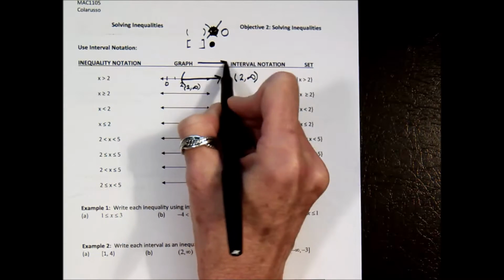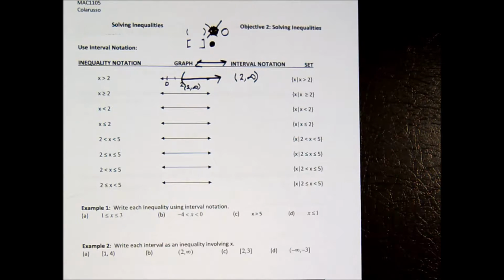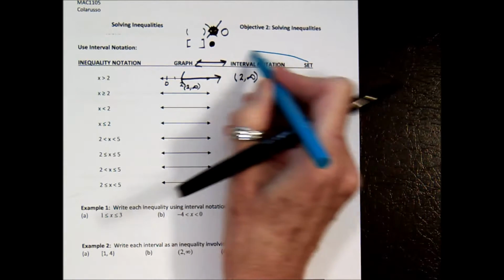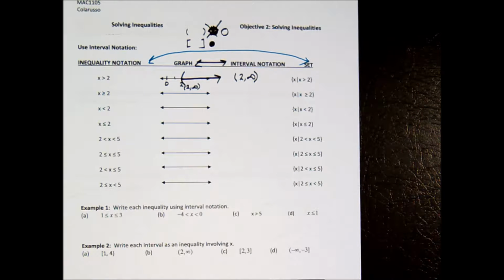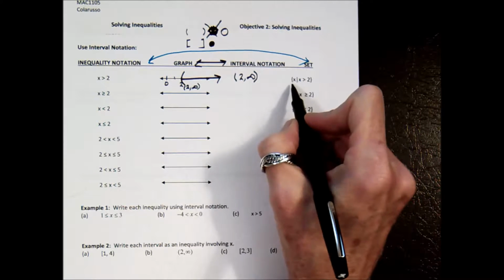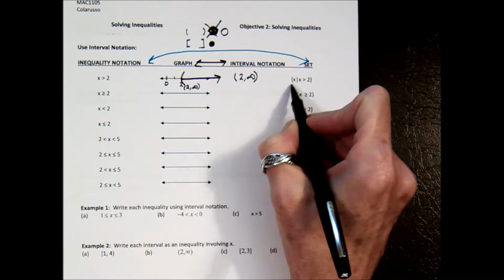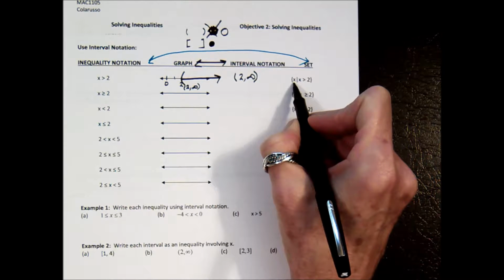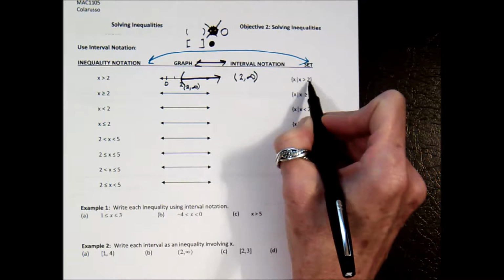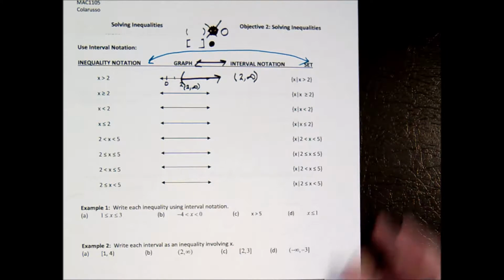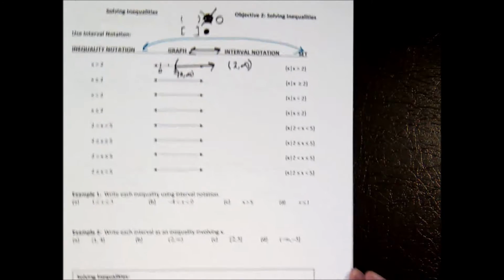So these two are related, and then your set notation and your inequality notation are related, because in set notation we use that squiggly bracket, and then it's the set of all x such that, that's what that line means, x is greater than 2, close the bracket. You'll get the hang of it.